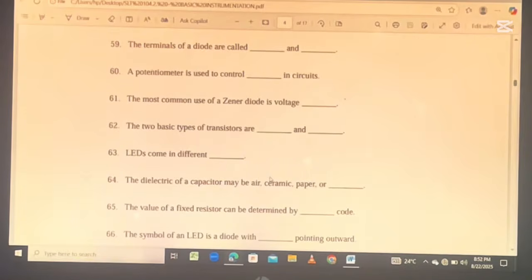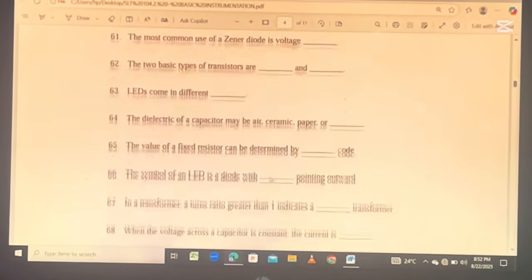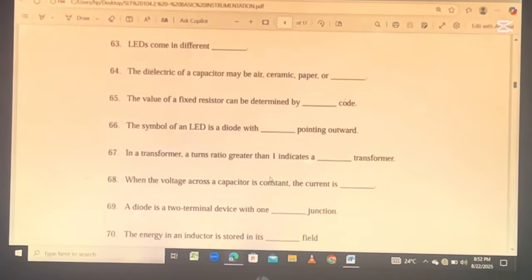Now, number 64, the dielectric of a capacitor may be air, ceramic, paper, or mica. Mica is another type of material that the dielectric of a capacitor can exist as. Now the next question is, the value of a fixed resistor can be determined by dash code. A fixed resistor can have its value determined by what we call color code. So it's color code that we use in determining the value of a fixed resistor. I'm talking about the resistance of a fixed resistor.